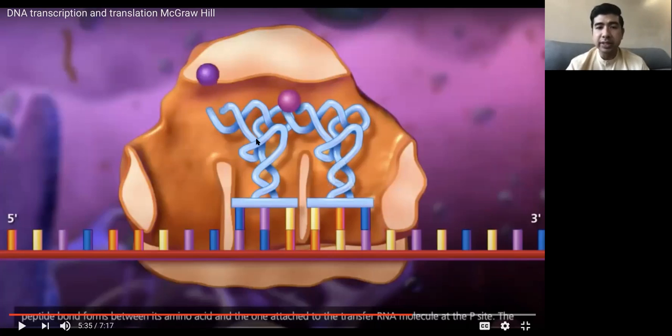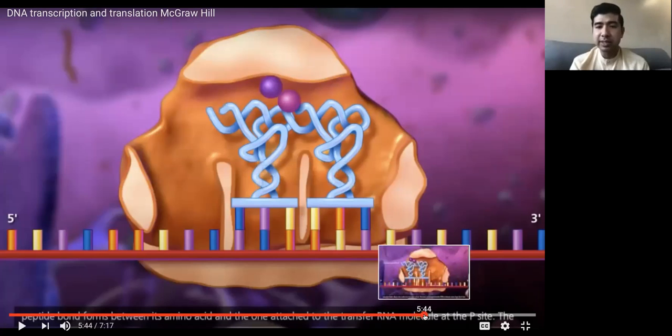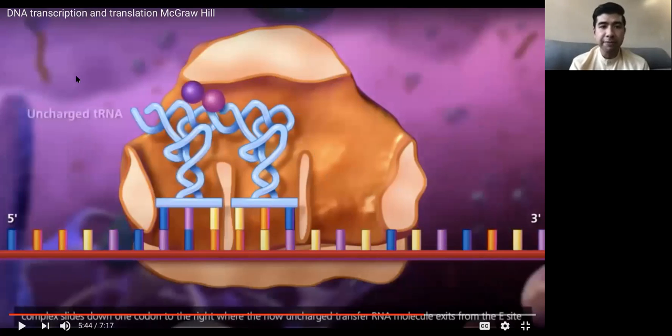All right. Once it releases the amino acid, this one has no amino acid and becomes uncharged. Whatever tRNA that carries an amino acid is called charged tRNA. Okay. So once it happens here, now your small ribosomal and large ribosomal subunits start to slide. Once it slides, this uncharged one will leave. This will come empty, allowing charged tRNA to come in. So only at the A site, only charged tRNA would come in. If it's uncharged, it cannot come in.